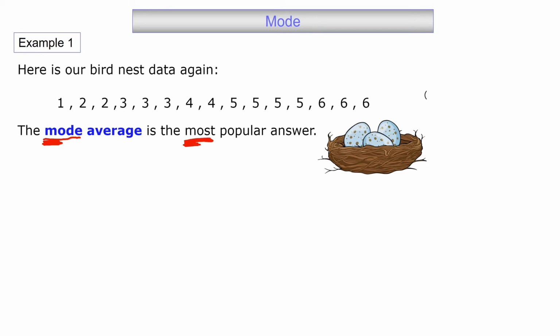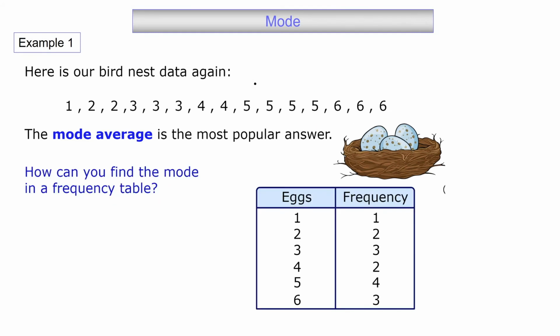Okay, so here we have an example. It says here is our bird nest data, and it wants you to find the mode. So the mode is going to be whichever one is the most popular number of eggs, which would be 5, as there are 4 nests with 5 eggs in it. So our mode is going to be 5.